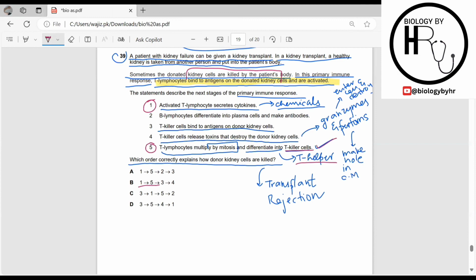Then the T killer cells are going to bind to the antigen of the donor's kidney cells, and when the T killer cell binds to the antigen, the T killer cells are going to release the toxins, and those toxins can be the enzymes as well as the perforin. Okay, so over here our answer is option B.